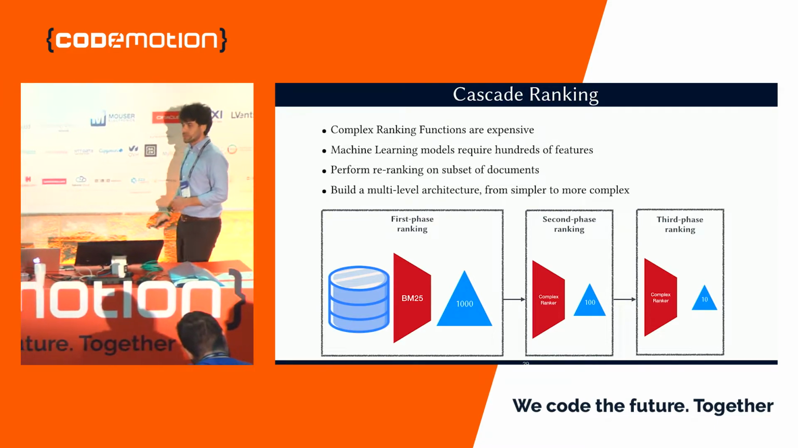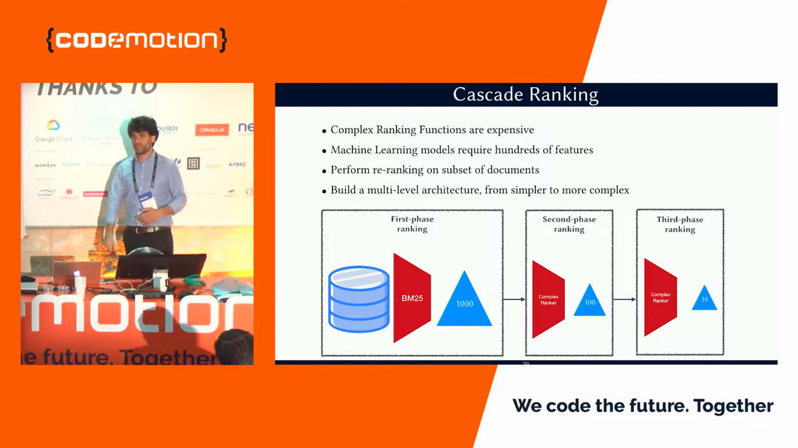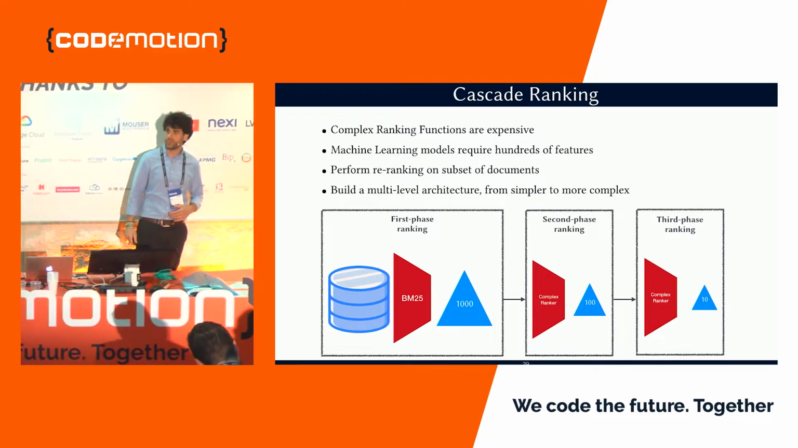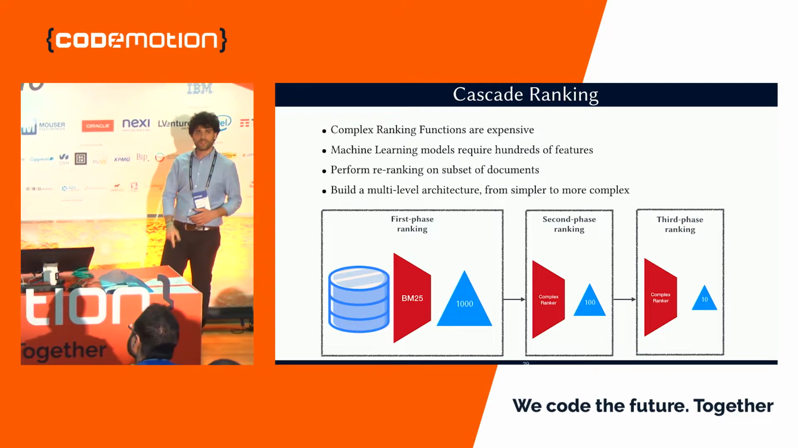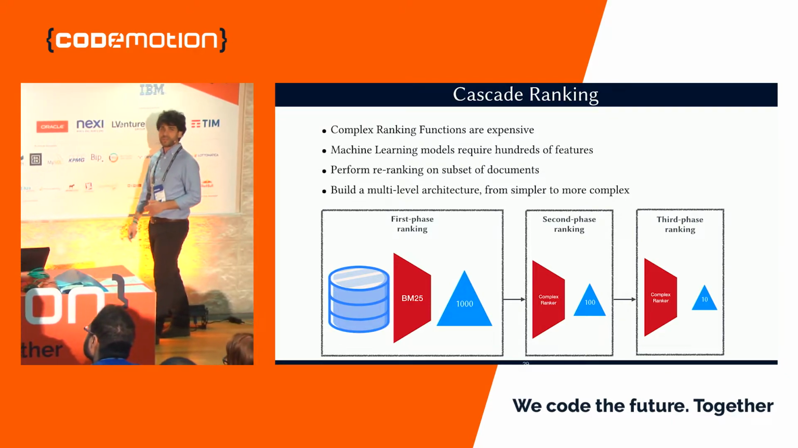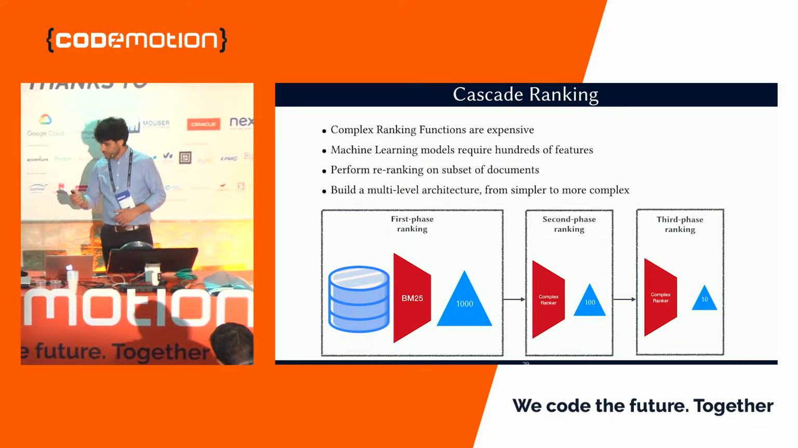These complex models are very expensive. If you think about it, predicting with machine learning models based on your preferences means they have to extract your preferences at query time based on that query. This can take time. So you want to do it only for a smaller subset.